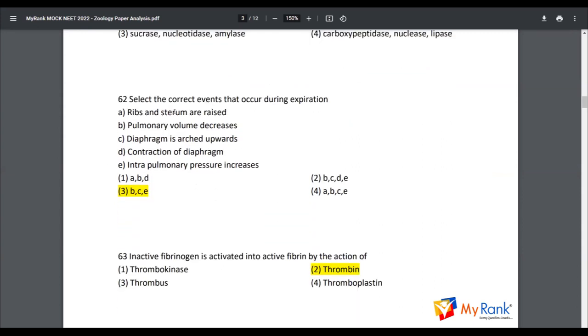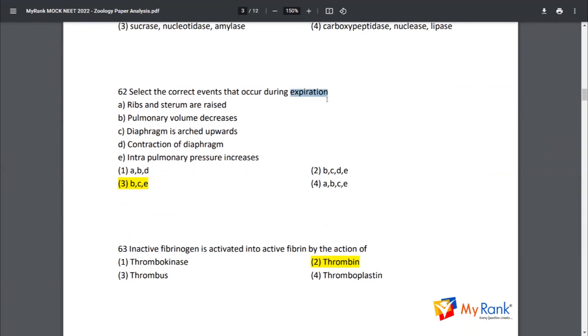62. Select the correct events that occur during respiration. More specifically here, we need to check for the statement on expiration. That means while releasing the air to the outside. So what should happen for the air to be released outside? Inside, there should be buildup of pressure. Now, how is that happening? One, there is reduction of pulmonary volume, so a decrease in the pulmonary volume.